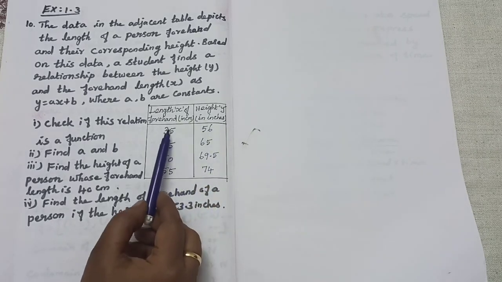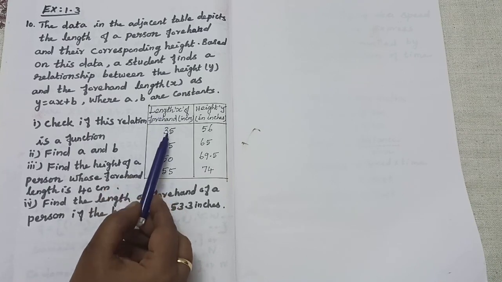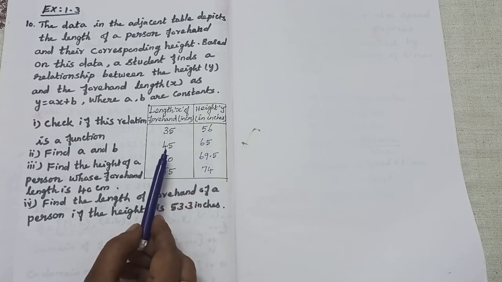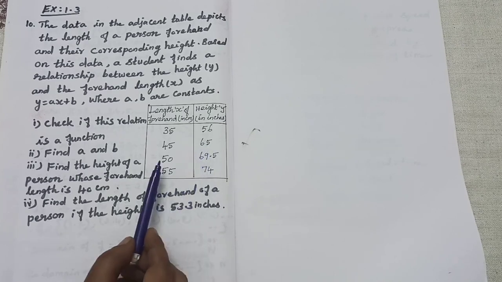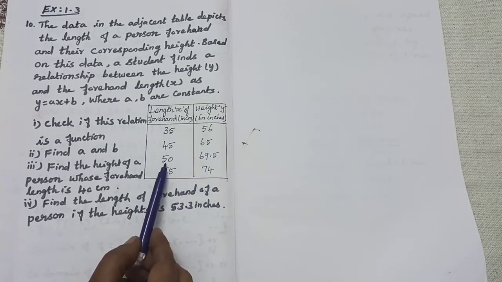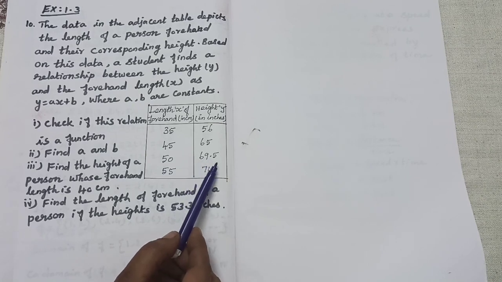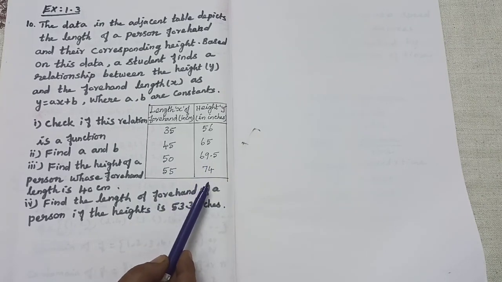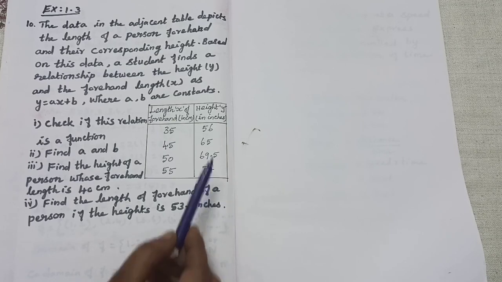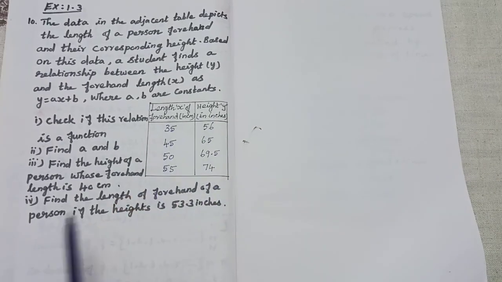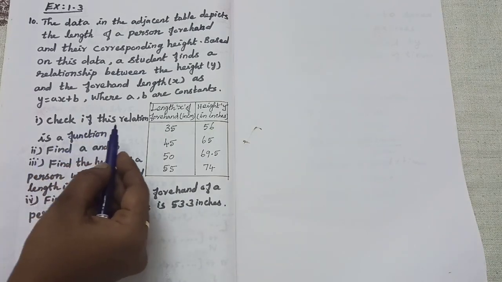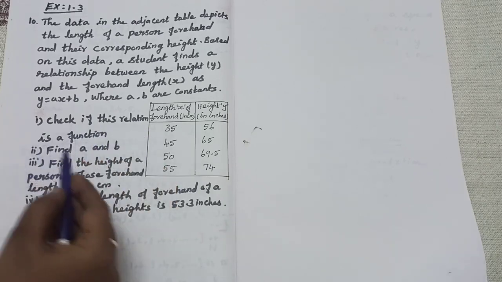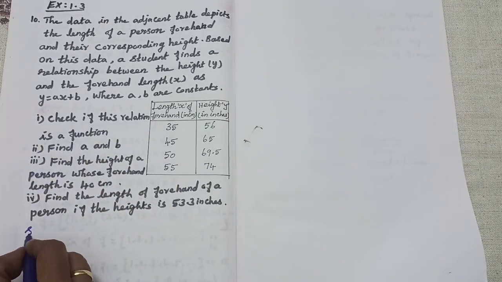Here, for one person, length of the forehand is 35, then height is 56. Length 45, then height is 65. Length 50, then 69.5. 55, then 74 inches. Everything here, this one inches, this one centimeter. First we have to check if this relation is a function. And solution.